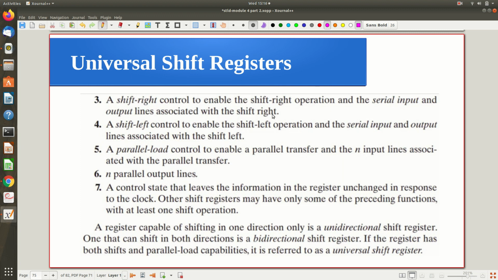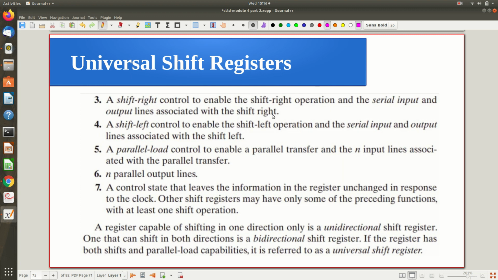So using that we can insert the data, and to insert the data some n input lines are also associated with the parallel transfer, right? Similarly, if we need some n parallel output lines for taking the data simultaneously. Now a control state that leaves the information in the system unchanged in response to the clock.